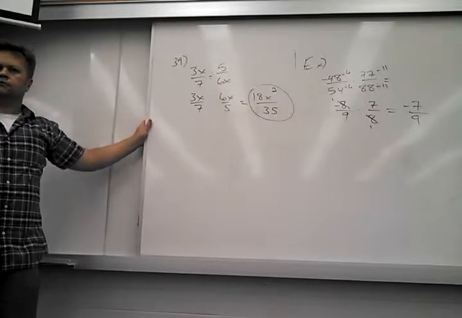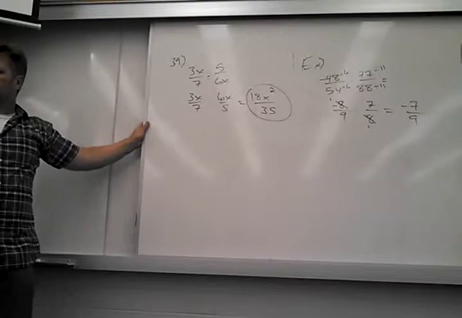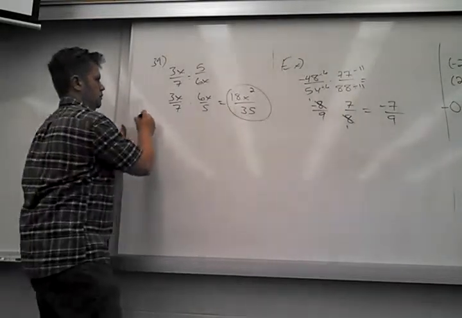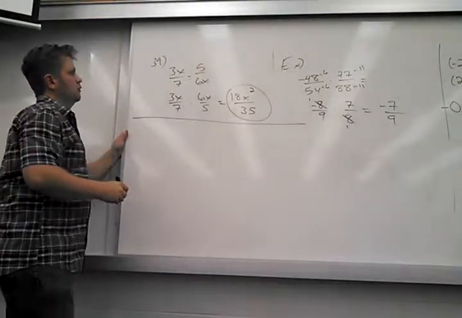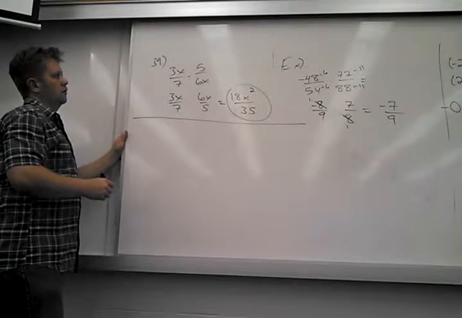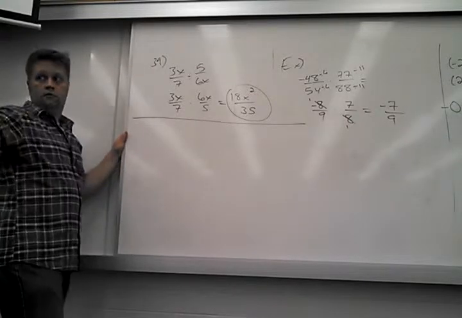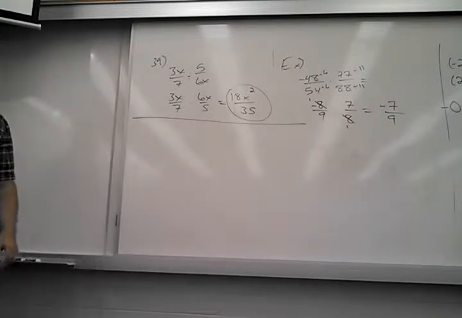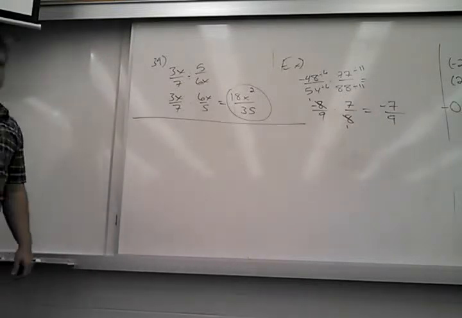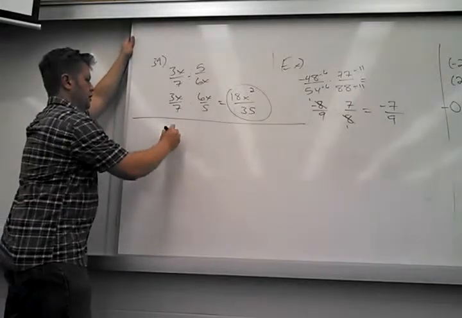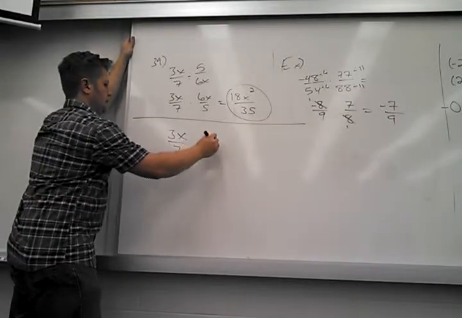So anything else? Yeah. So if that 3x over 7 was plus 6x instead of times, well, I guess you have to have a common denominator there. My question is mainly pertaining to the x's. All right, so let's try it out. What if I had this?